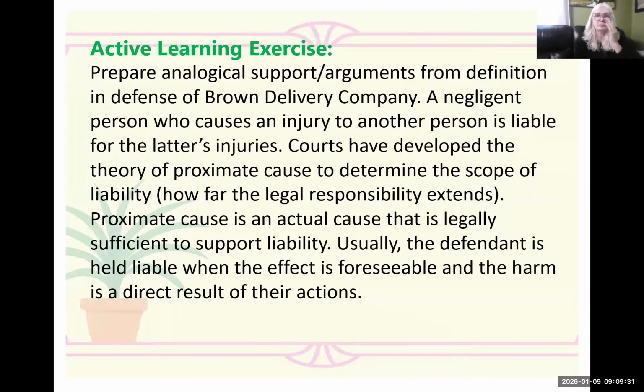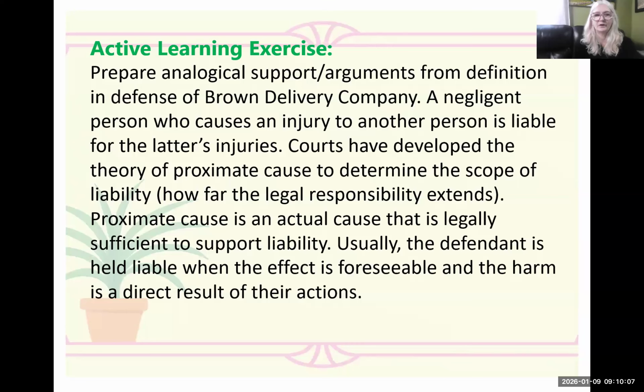So I want you to prepare analogical support or arguments from definition in defense of Brown Delivery Company. The analogical support should be similar to the way that we analyzed the Reid case. I want you to give points of comparison that favor the conclusion that you are supporting. But you're also going to do an argument from definition. If you remember what an argument from definition is, in this case, you'll take a legal definition and apply it to a particular case.